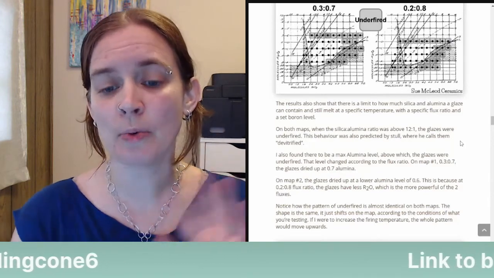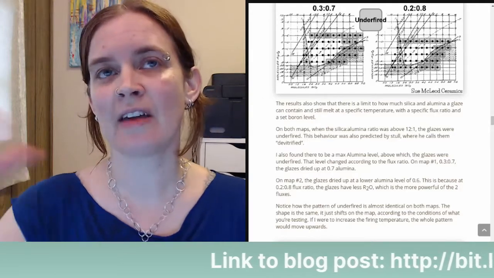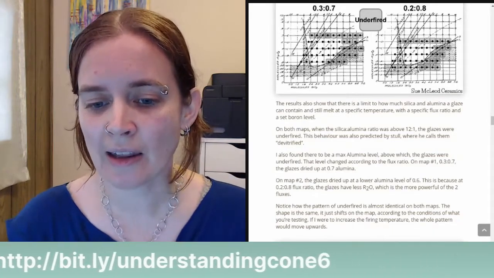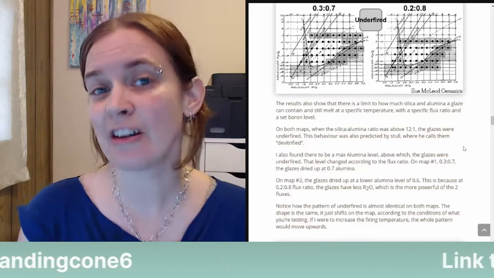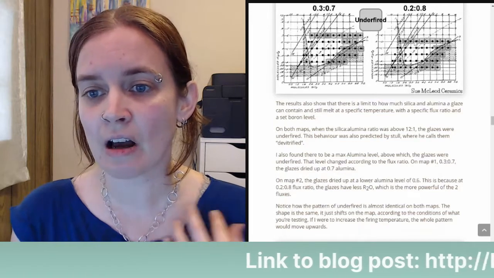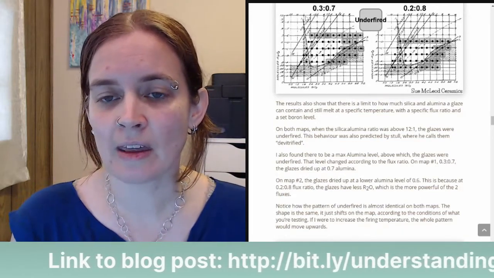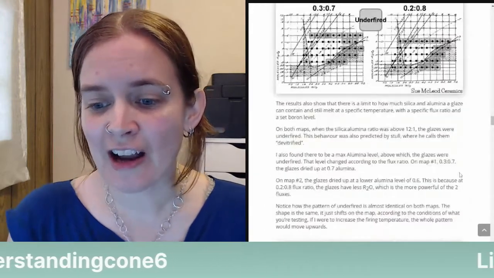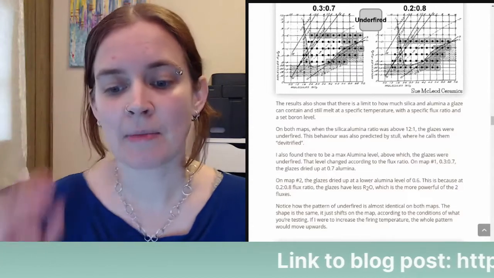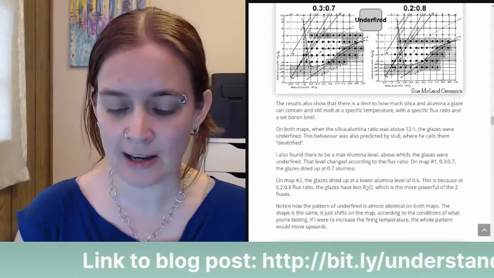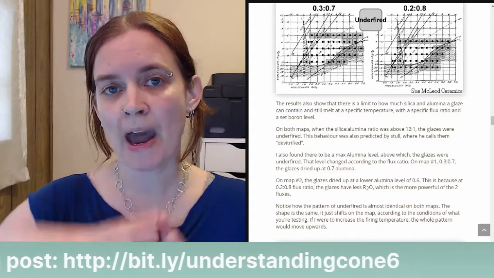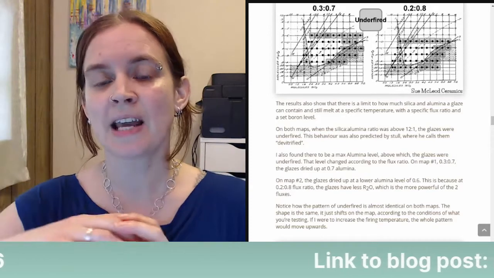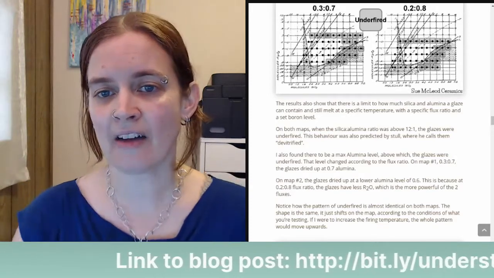This is because at 0.2 to 0.8 flux ratio, the glazes have less R2O, so they have less of the primary flux, which is the really reactive flux that gets the melt going. The primary fluxes are super powerful, so with less primary flux, we're getting underfired results at a lower alumina level than with the 0.3 to 0.7, where we have more primary flux. Notice how the pattern of underfired is almost identical on both maps. The shape is the same, it just shifts on the map according to the conditions of what you're testing. If I were to increase the firing temperature, the whole pattern would kind of move upwards. So if we increase the firing temperature, then we could potentially have more silica and alumina and still have a melted glaze.